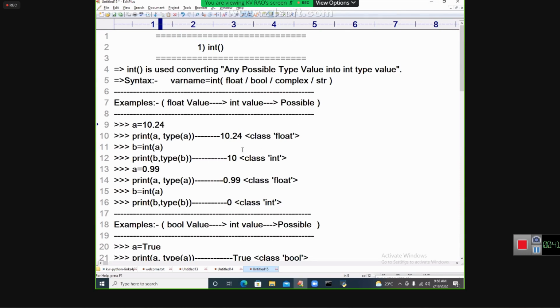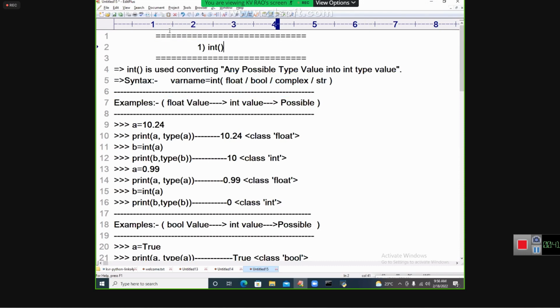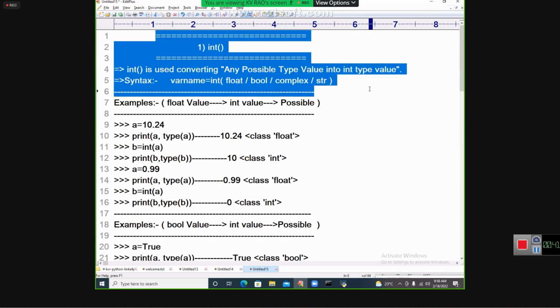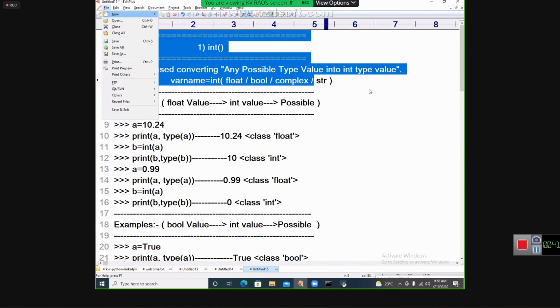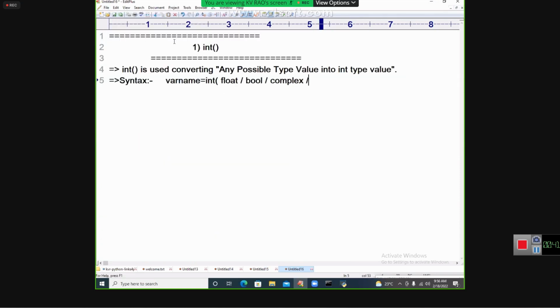Yeah. Next, I will go for one more data type. What is the next data type, my dear students? Come on. Next one I am going to take. The second one is called what? Float data type. I am going to take the float data type.